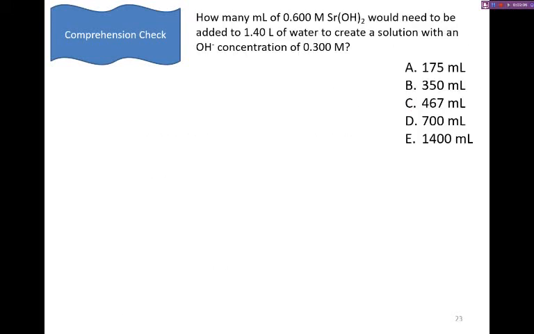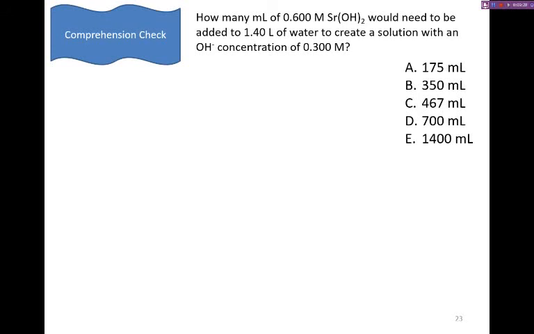All right, one more question. Pause the video and try this on your own. So we want to know how many milliliters of 0.6 molar strontium hydroxide would need to be added to 1.4 liters of water if we want to create a hydroxide concentration of 0.3 molar.